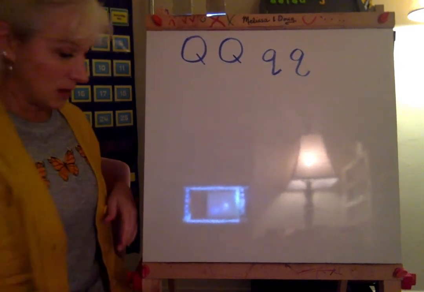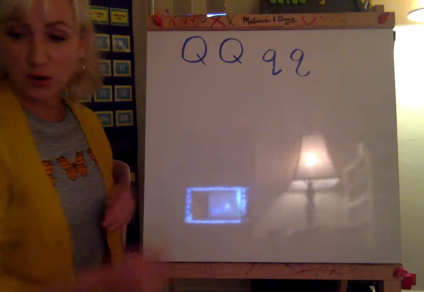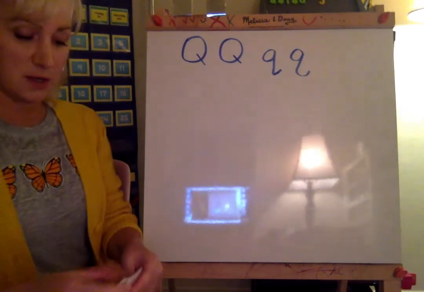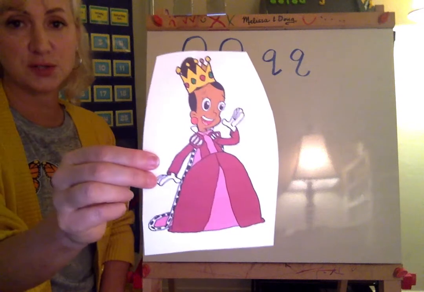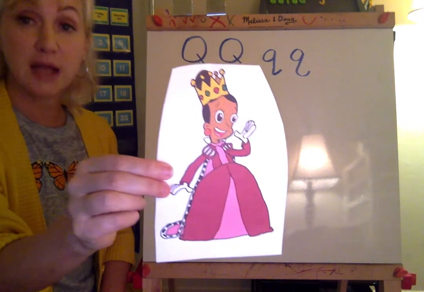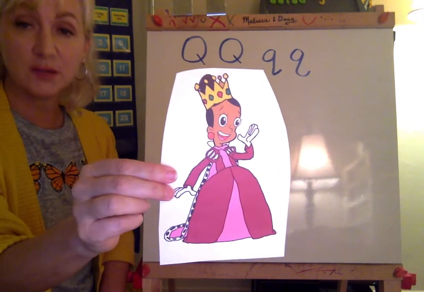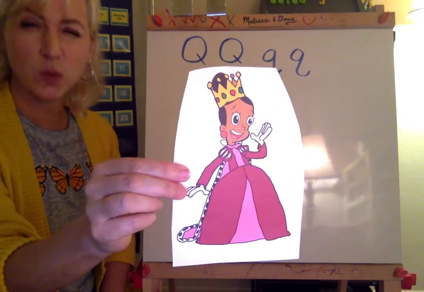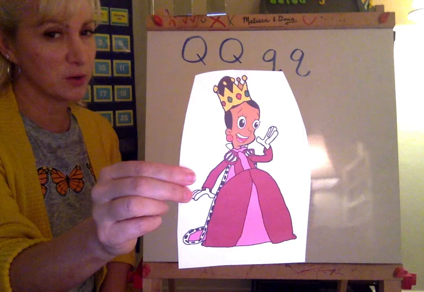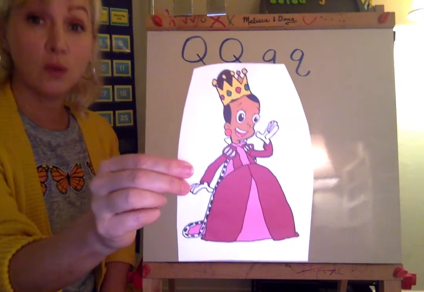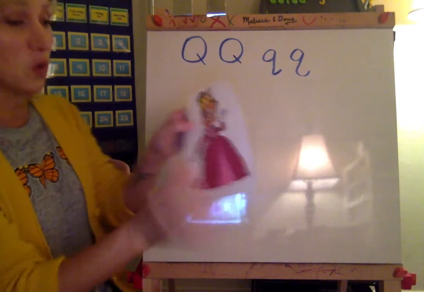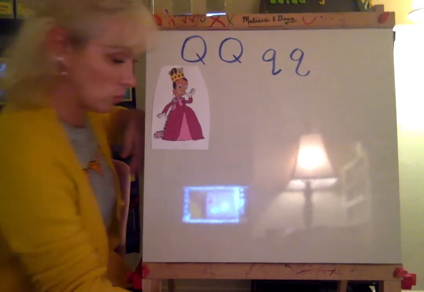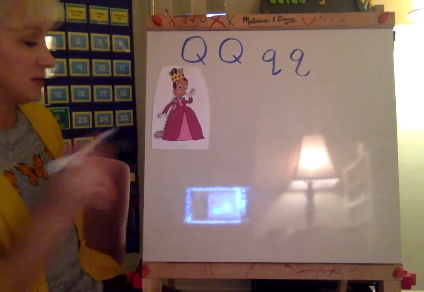Okay, we're going to write some words that start with Q. So let's see if we know. I'll start with this one, if we know what this is. I know you do. You guys are so smart. Q makes the sound qu, qu. So all of the pictures that I'm going to show you start with the sound qu. So what do we think this is? I know you know it. Her crown gives it away. This is a queen. Qu, qu, queen. So let me put that right here. And I will write queen right underneath it.